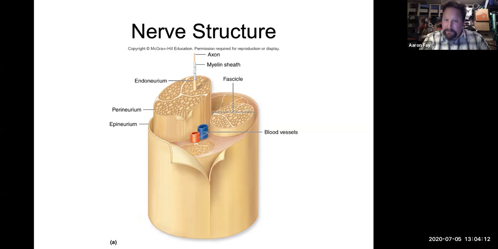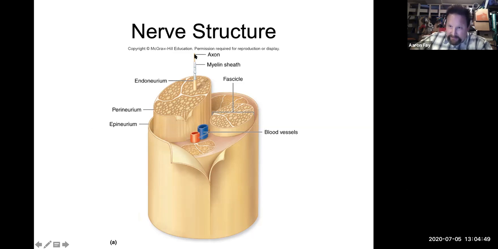A collection of myelinated axons taken together is a fascicle. Just like a bundle of skeletal muscle fibers taken together was a fascicle. One fascicle is separated from another fascicle by perineurium. Right? A collection of fascicles together is a nerve. The outside of the entire nerve is covered by epineurium. So if you remember your structure of your skeletal muscle cell, you already know the structure. With just a couple little tweaks, you already know the structure of a nerve.